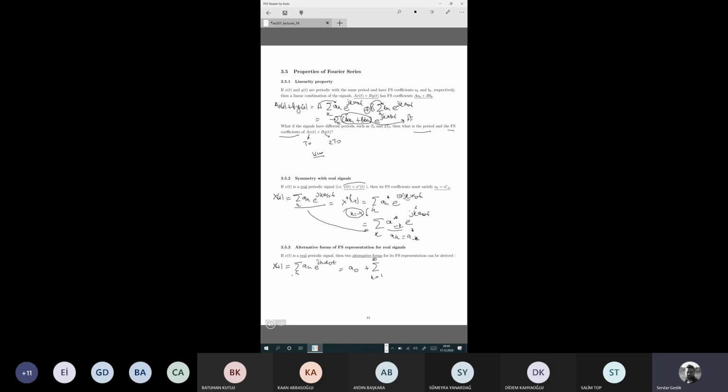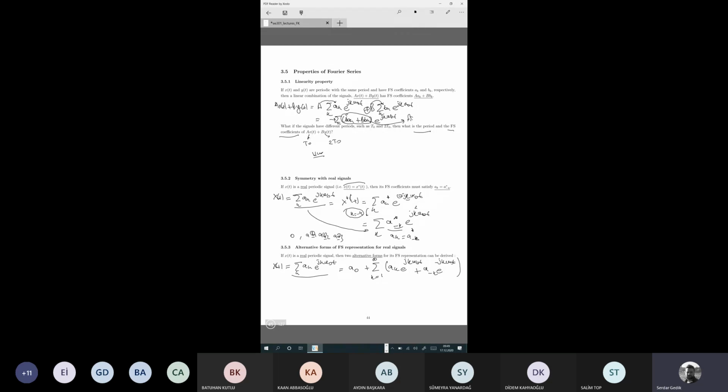So I will simply separate this into the term with a0 and the terms with a plus minus 1, a plus minus 2, a plus minus 3. I will combine them into a single summation in which k runs over the positive values, and it is ak e to the power j k omega 0 t. This is for the positive terms, and for the negative terms, I will put the negative sign, e to the power minus j k omega 0 t.